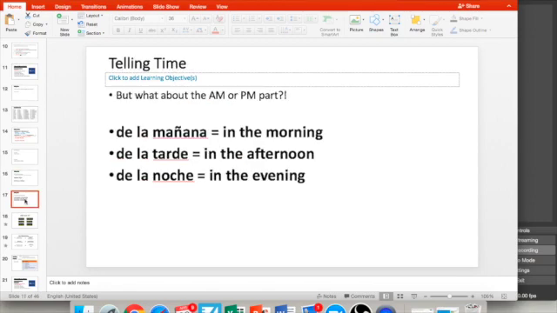Finally, if you want to add the AM or the PM portion onto time, to say in the morning, we literally say of the morning, de la mañana. To say in the afternoon, we say de la tarde. And to say in the evening, we say de la noche. Okay, so AM or PM, de la mañana, de la tarde, or de la noche.